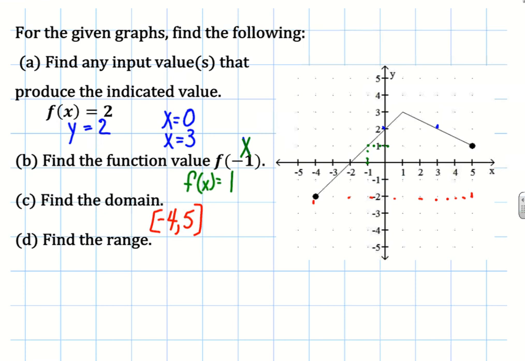The range on the y-axis starts here at negative 2 and goes up to 3. So we're going to say that that's negative 2 and 3. We're going to use the brackets.